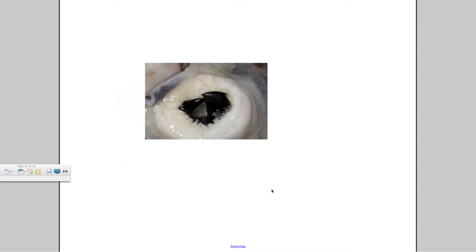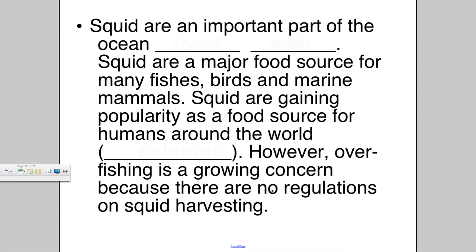All right. So, a reader. Go ahead, Joelle. Squid are important parts of the ocean food web. Because they can get rid of certain things. Because that food web needs to continue. Certain things need to eat other things, and certain things need to eat it. So it's a very important part of the food web. Continue. There are major food sources of many species, like fishes, birds, and marine mammals.